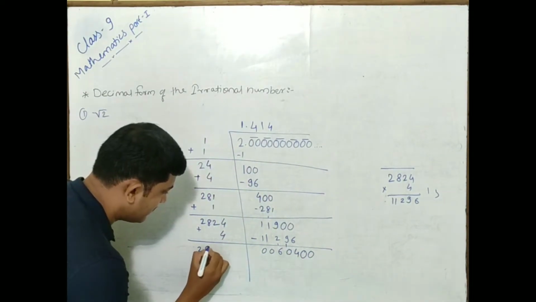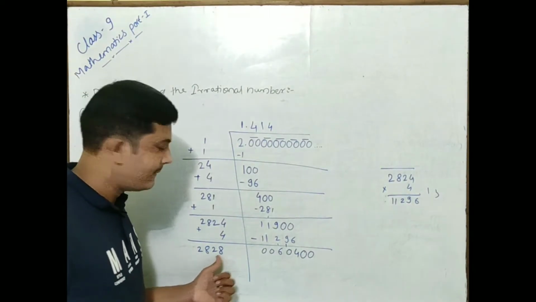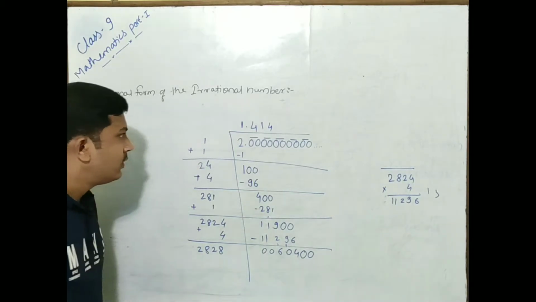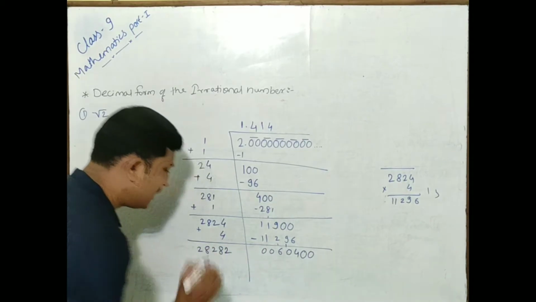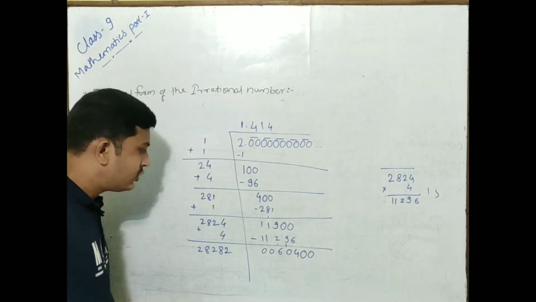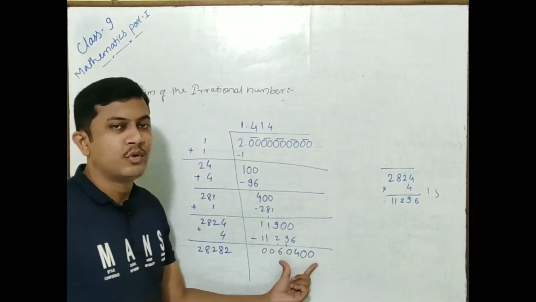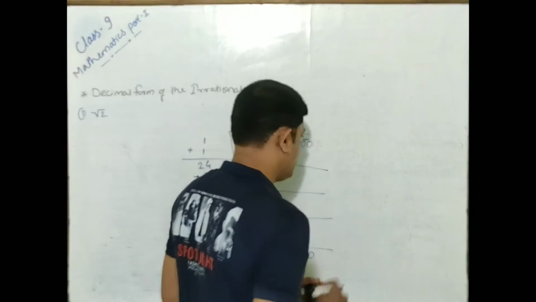Here the addition becomes 2828. Now the next number: if we multiply here by 2, if we take here 2, it becomes a 5 digit number. If we multiply it by 2, it should be less than 60,400. Let's see.